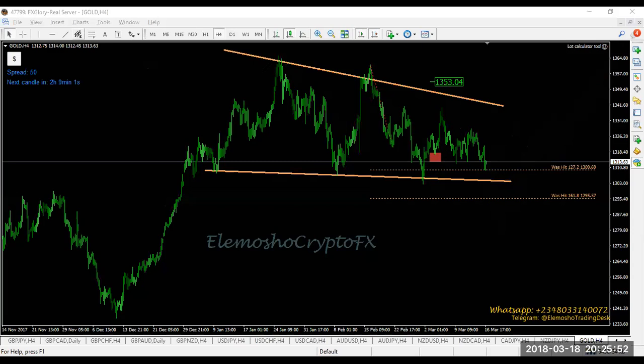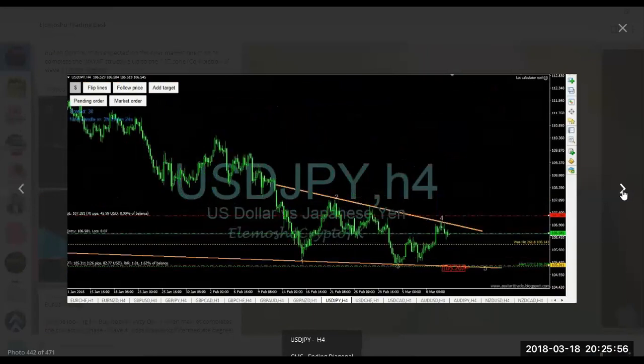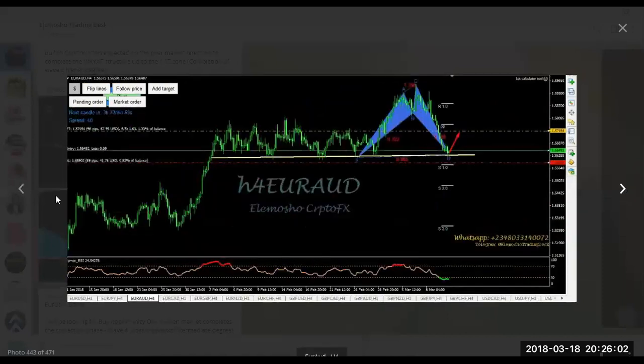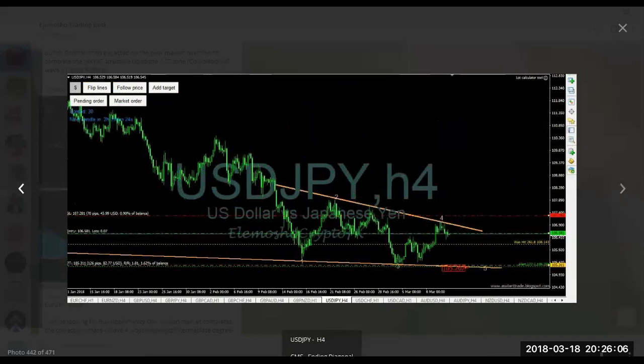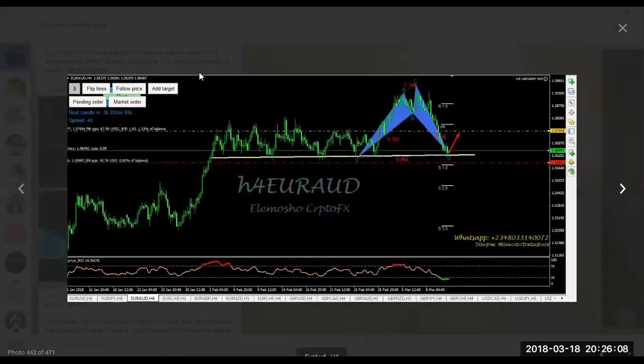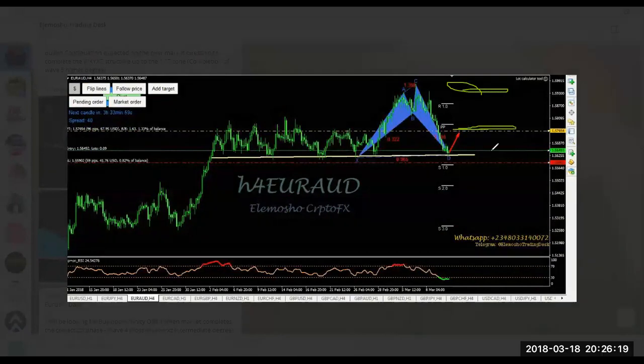I think I stopped at gold, but over the course of the period, I gave you guys the entry levels for some of the setups that I posted, which are the yen pairs and the EUR AUD. USD JPY went our way, just like I predicted. EUR AUD went our way, and right now EUR AUD is somewhere around here. Although I closed my own profit earlier, I was thinking it's going to start consolidating.